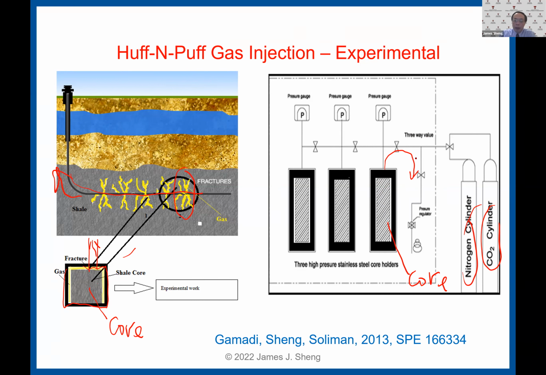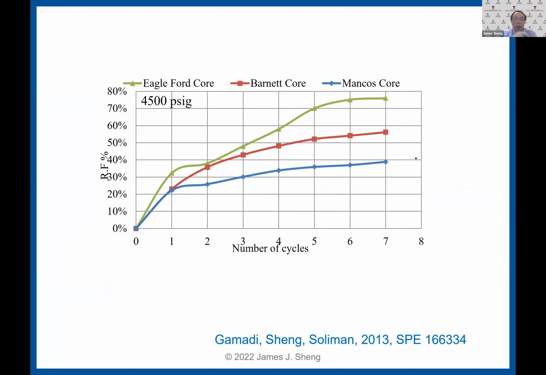Right. Now let's look at some results. Here the vertical axis is the oil recovery, and here are the different cycles, cycle 1, cycle 2. We did several cycles. Here the three curves are for three different cores. We tested different cores. The initial huff pressure is 4,500, and then we depleted to atmospheric pressure. So for example, in this first cycle, initially 4,500, and then we depleted it to atmospheric pressure. So that is the oil recovery we got.